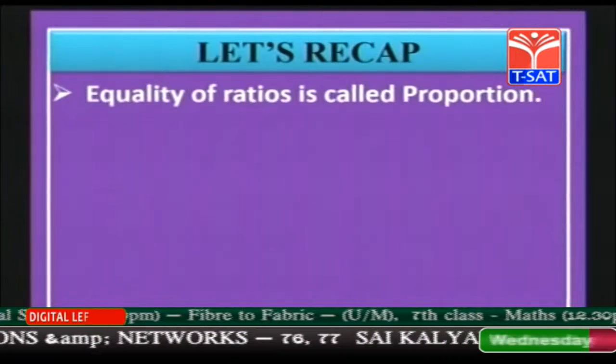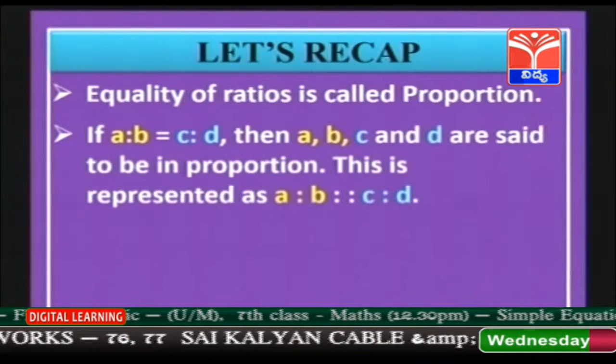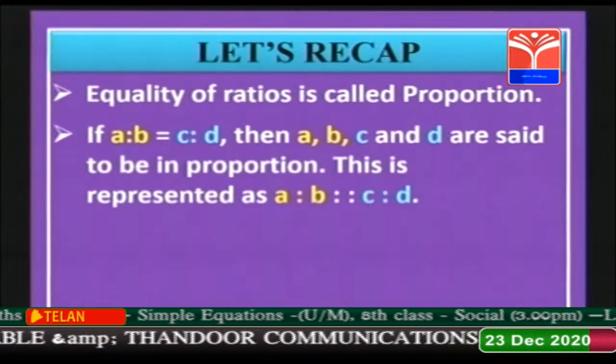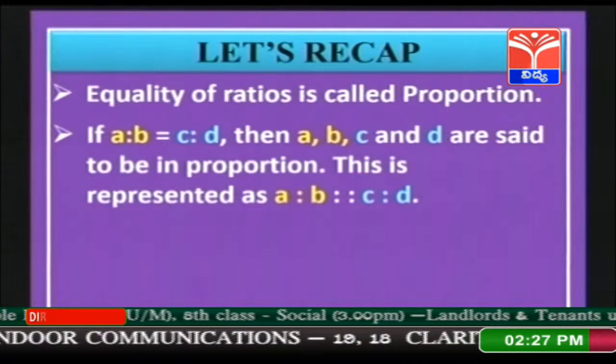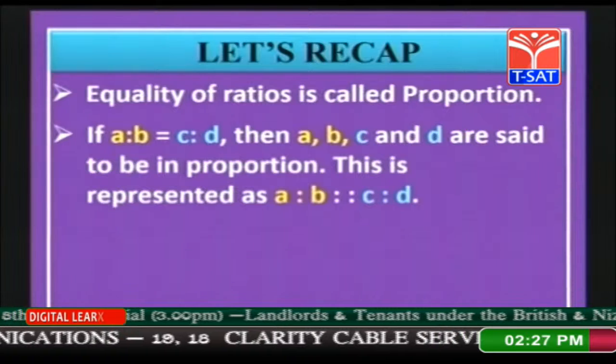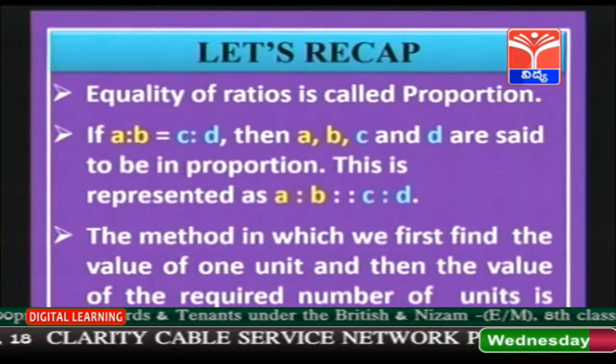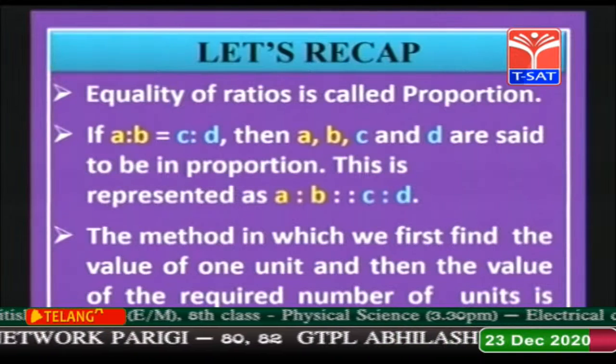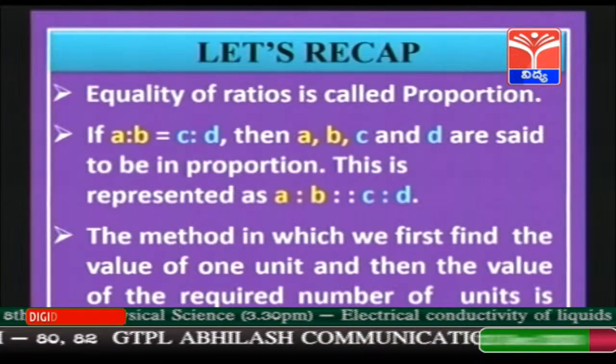Equality of ratios is called proportion. If A is to B is equal to C is to D, then A, B, C and D are said to be in proportion and is represented as shown on your screen. The method in which we first find the value of one unit and then the value of the required number of units is known as the unitary method.